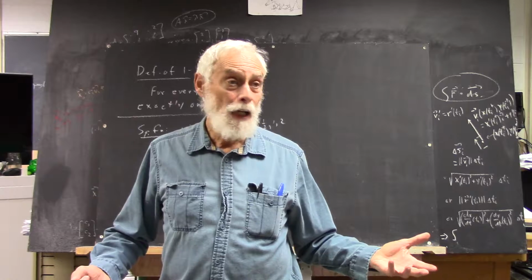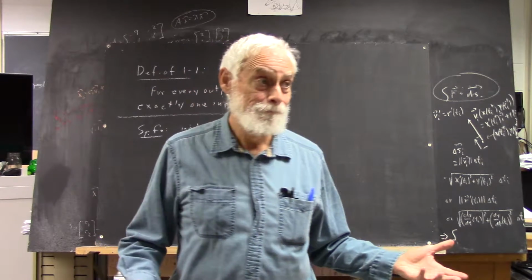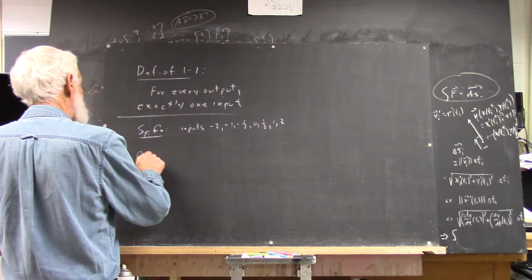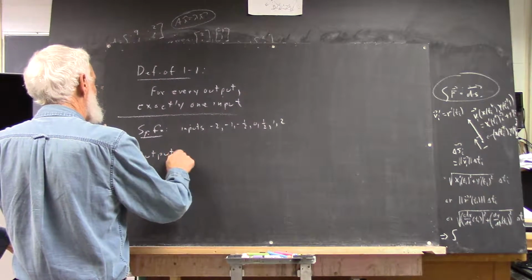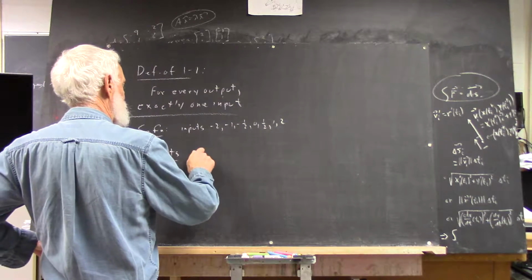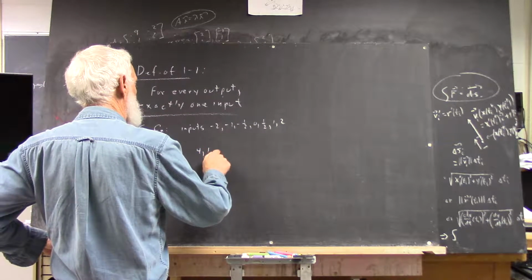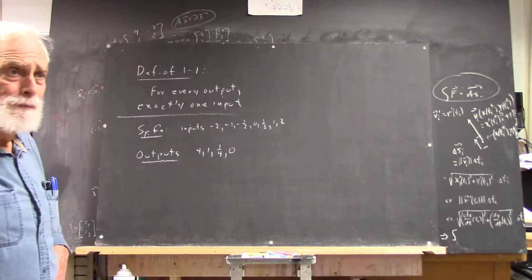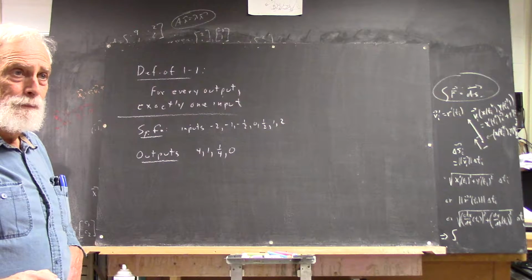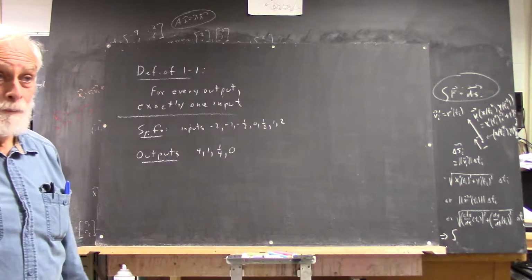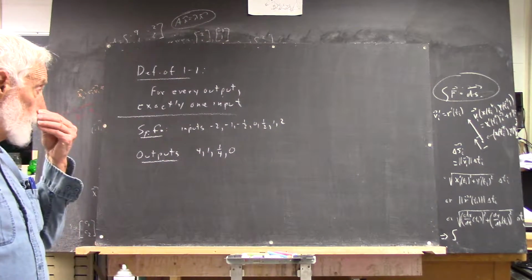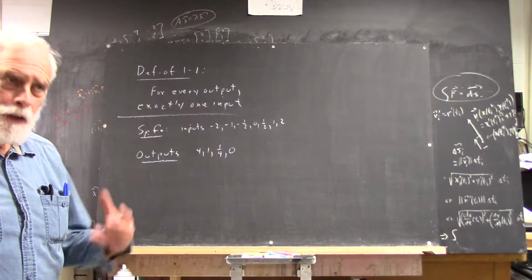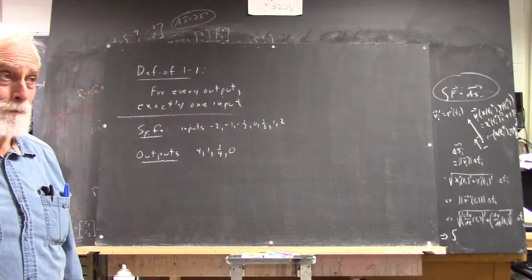So what are the other outputs? 1, 4, 0. Oh, you already said 4. Now 4, 1, 1/4, 0. Any others? Is that all the outputs you've got? Well, what do you have more of, inputs or outputs? Inputs. What's that tell you about whether this is 1-to-1?